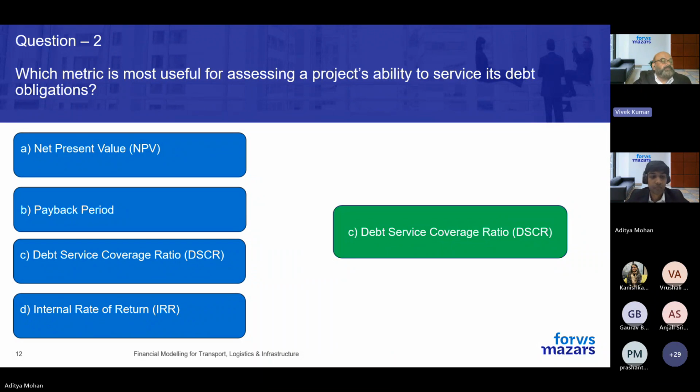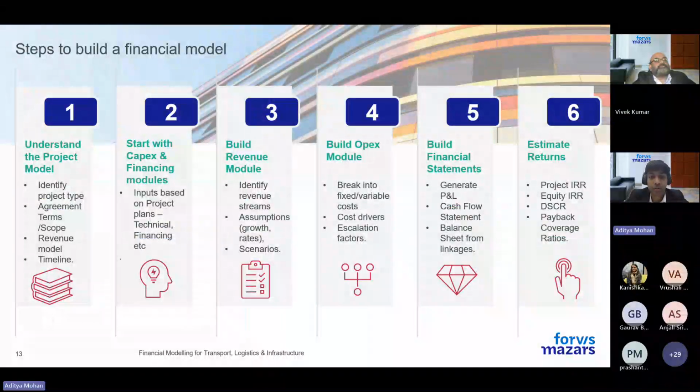Yes, Aditya. So now that we've discussed the structure and key metrics, we will break down the actual step-by-step process of building a financial model. Whether you're doing this from scratch or reviewing a consultant's model, these are the stages that you need to watch for. The first one is to understand the project.